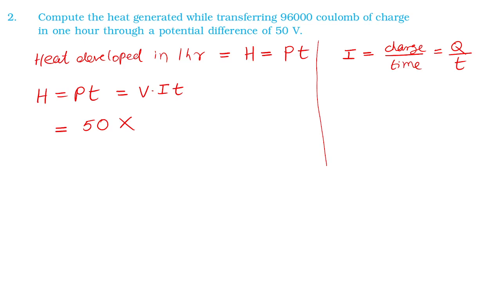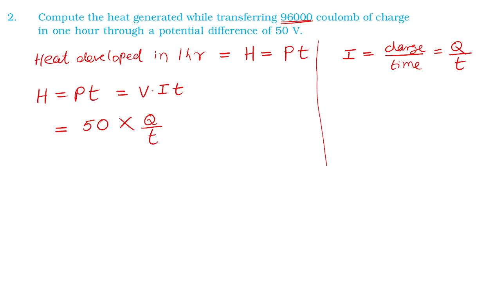Understood? In T time, suppose Q charge has crossed, then current equal to Q by T. In the question, the charge Q is given. That is why I am going to use this formula. Current is not given, but the charge Q is given. I will clarify all your doubts, but let me finish it. I can be written as Q by T.